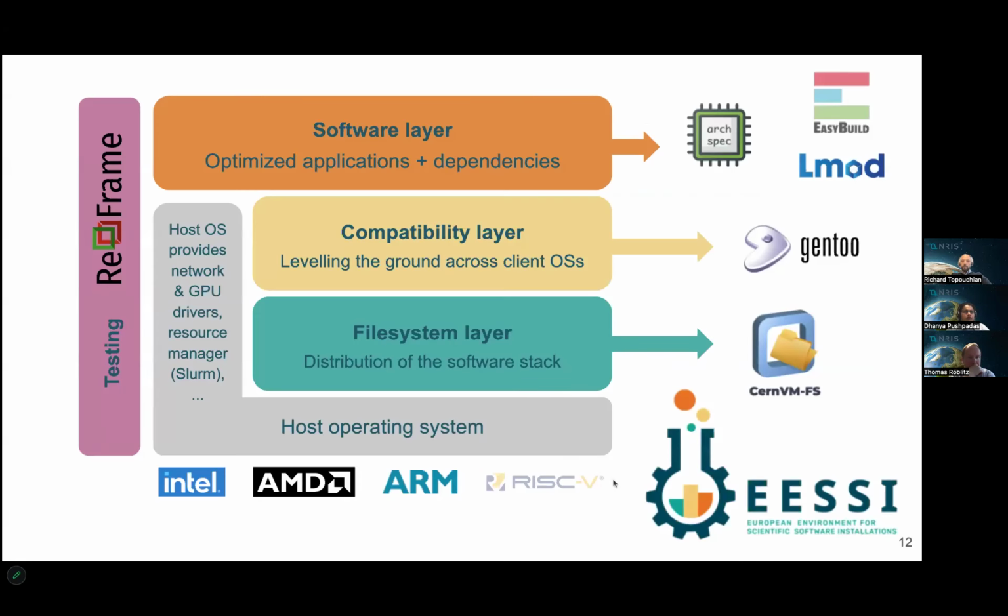In the slide, we can see the different layers of EESSI. So we have the file system layer, which is responsible for the distribution of the software stack, the compatibility layer, which assures leveling the ground across client OS, and the software layer, which offers the optimized applications and dependencies. On the left, we can see the testing tool ReFrame, while on the right, we can see different tools used to make up the solution.